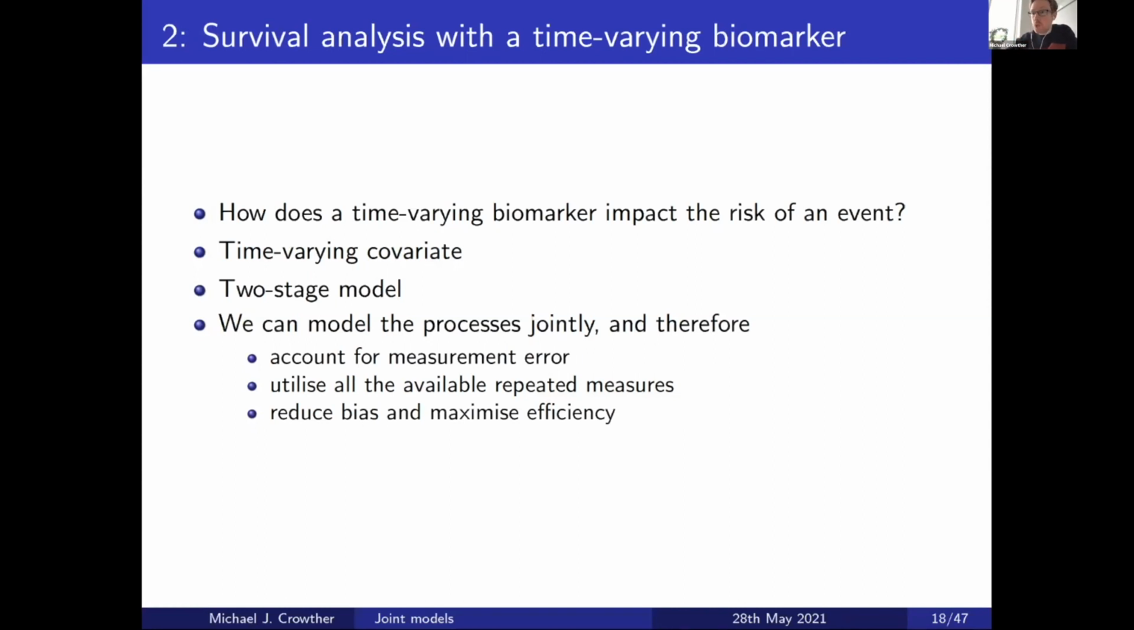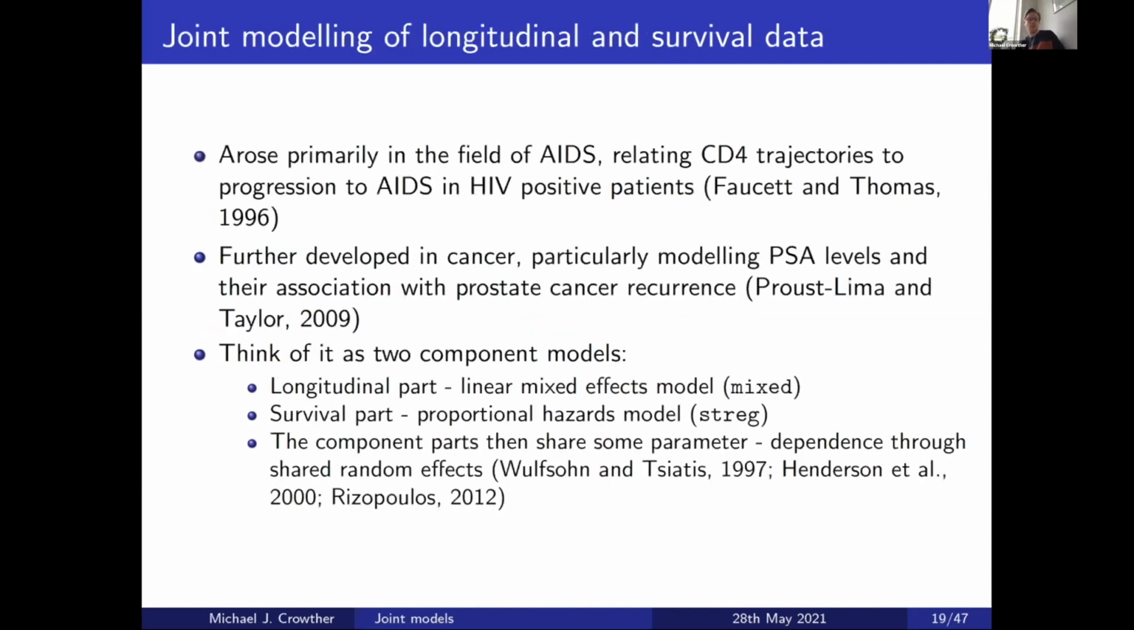Unsurprisingly, joint modeling solves these issues. We can account for measurement error, utilize all the available repeated measures, reduce bias, and maximize efficiency. As I've mentioned, joint modeling arose primarily in the field of AIDS, relating CD4 trajectories to time to progression to AIDS in HIV-positive patients. Lots of development in cancer, particularly in prostate cancer modeling.